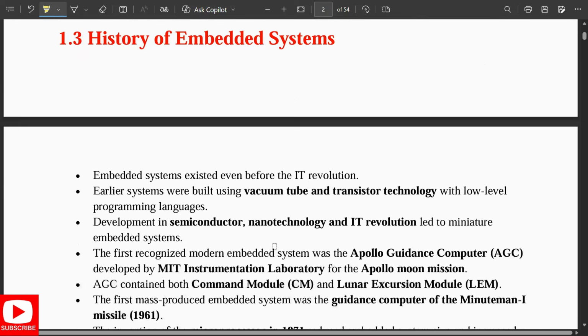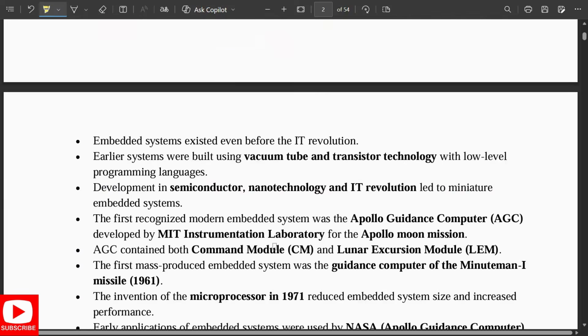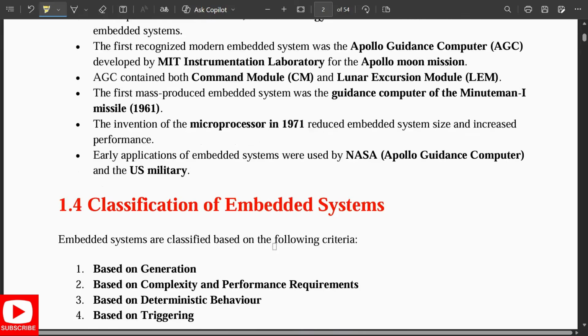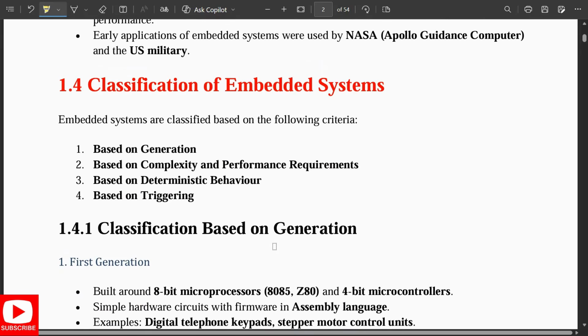Coming to the history of the embedded system, it existed even before the IT revolution, and in the earlier systems it was built using vacuum tube and transistor technology with low-level programming languages. Development in semiconductor and nanotechnology and the IT revolution led to the miniaturization of embedded systems. The first recognized modern embedded system was the Apollo guidance computer, developed by the MIT Instrumentation Laboratory for the Apollo Moon mission. These are some of the history about the embedded system.